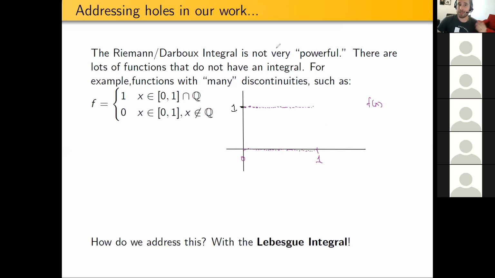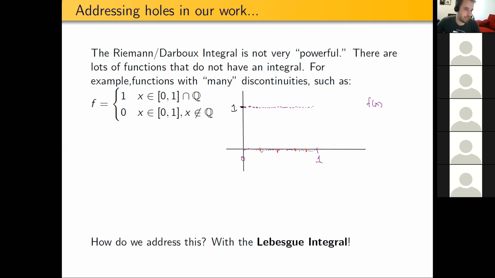And if we try to construct a Darboux integral using our theory from Monday, we would have to look at partitions, construct upper sums and lower sums of those partitions, and then look at the upper integral, which was the infimum of all of those upper sums, and the lower integral, which was the supremum of all of those lower sums.